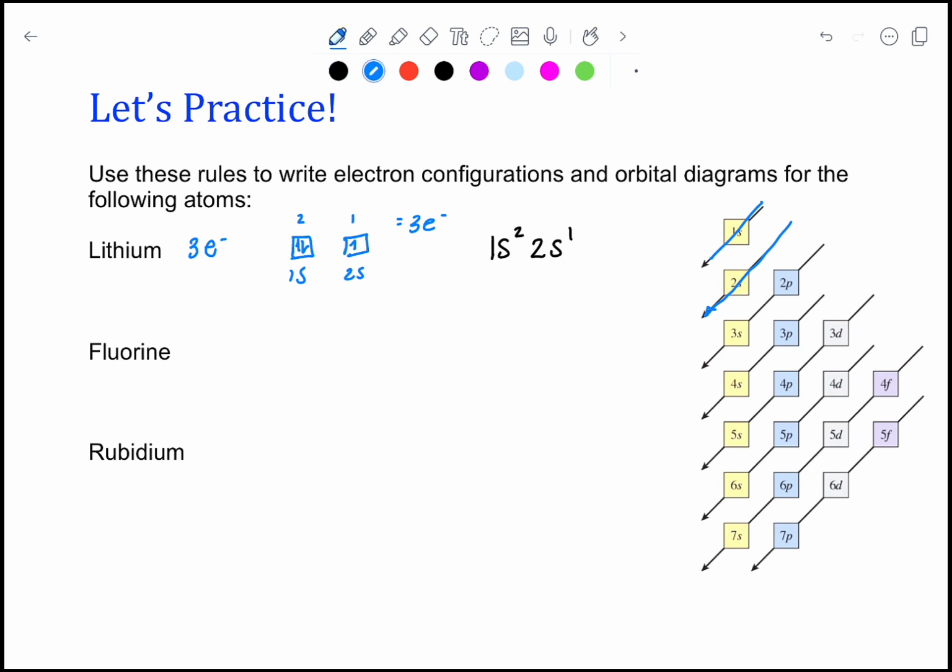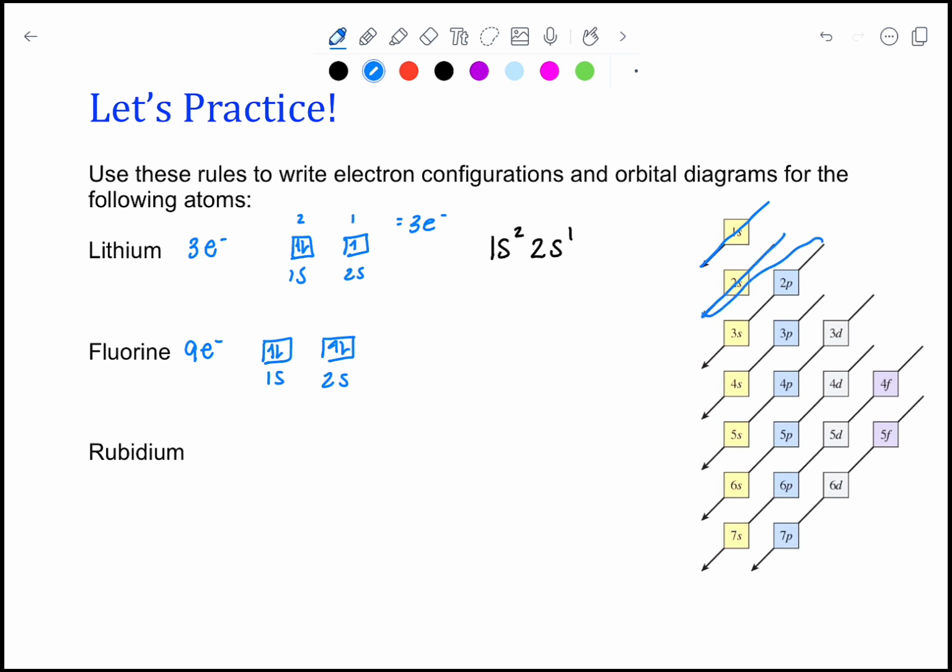Fluorine, if we look on our periodic table, has 9 electrons. Okay, so let's start drawing. Get rid of our lines here. Let's start drawing our orbital diagram. We're going to start with the 1s, because that's where our diagram tells us to go. So that's 2 electrons. We then have our 2s, that's another 2 electrons, so I've used 4 electrons so far.